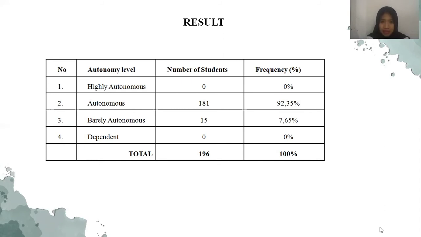As we can see on the screen, for highly autonomous students, there are no students in this level, and then 181 students in autonomous level, or the same as 92.35% from 196 students, and 15 students in barely autonomous level, or the same as 7.65% from 196 students.